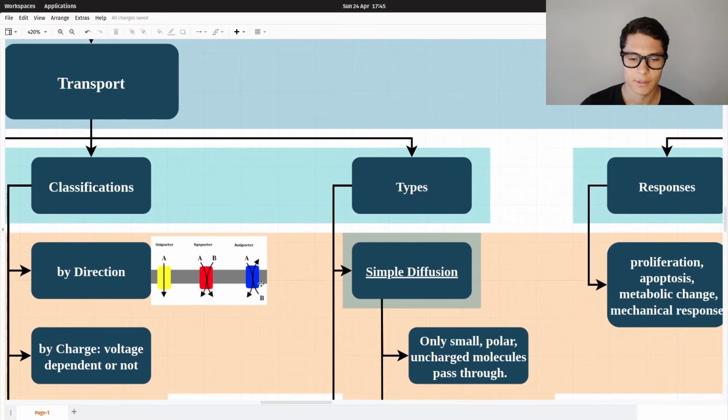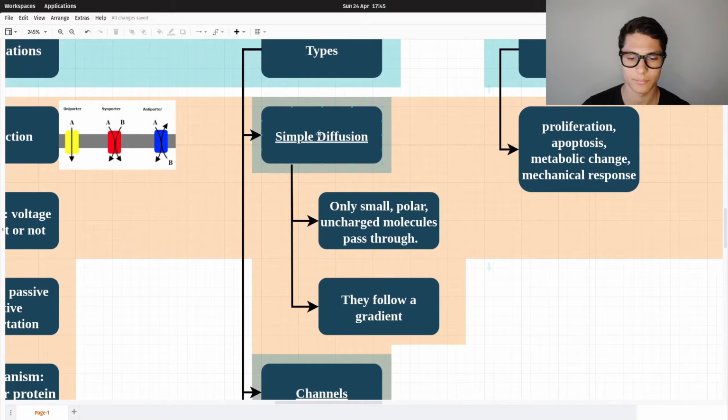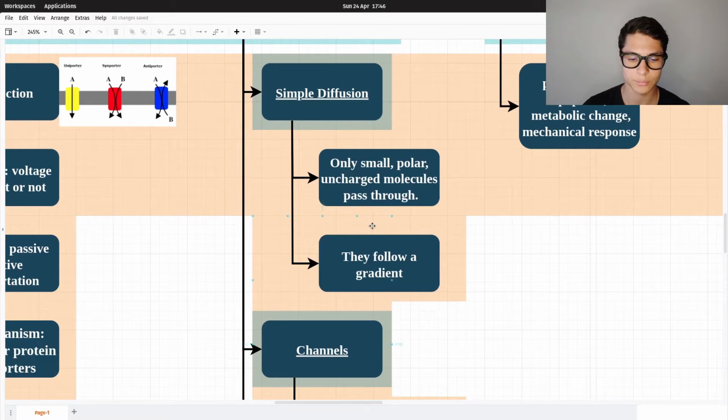Okay, so transport types. Simple diffusion. Simple diffusion is done by small polar uncharged molecules that can pass through the cell membrane without any enzyme following a gradient concentration. They go from where there is high concentration to low concentration because they try to equalize those concentrations. They have the purpose to create balance between those differences.